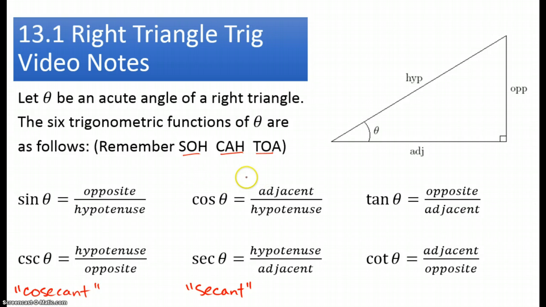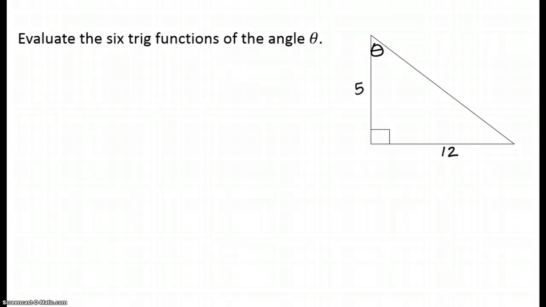And finally, COT is said cotangent. Cotangent is the reciprocal of tangent, so adjacent over opposite. Okay, let's look at an example. So in this problem it says evaluate the 6 trig functions of the angle theta. Well, before we can do this, we need to make sure that we have all of our sides and that we know which side is opposite, adjacent, and the hypotenuse.